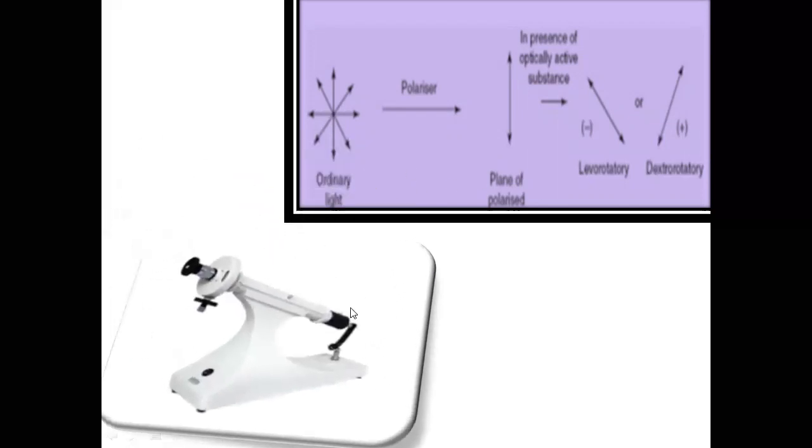And the instrument which is used for this purpose is called a polarimeter. This is the image of a polarimeter. In this polarimeter, this process takes place. Ordinary light enters, and then it is polarized by passing through the polarizer, and then after the polarizer, it passes through the slit, and through the eyepiece you can see that the direction of this light is either clockwise or anti-clockwise. If it is clockwise, it is called dextrorotatory. If the rotation is anti-clockwise, then it is called a levorotatory compound.